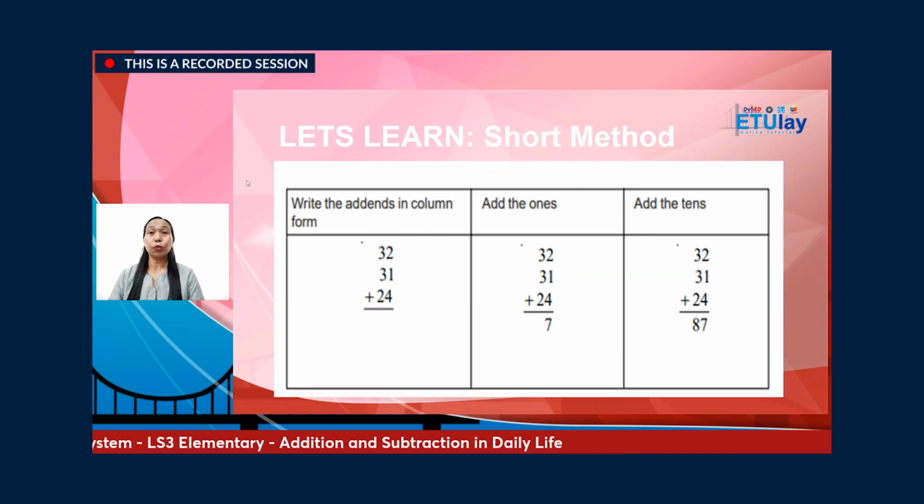Now, let's learn the short method. Okay, try to look at the column. Write the addends in column form, just like what we have on the screen, 32 plus 31 plus 24. Next, we are to add the ones place. 2 plus 1 plus 4 is 7. And 3 plus 3 plus 2 is 8. So we have the same answer, 87, but a different method of solving.